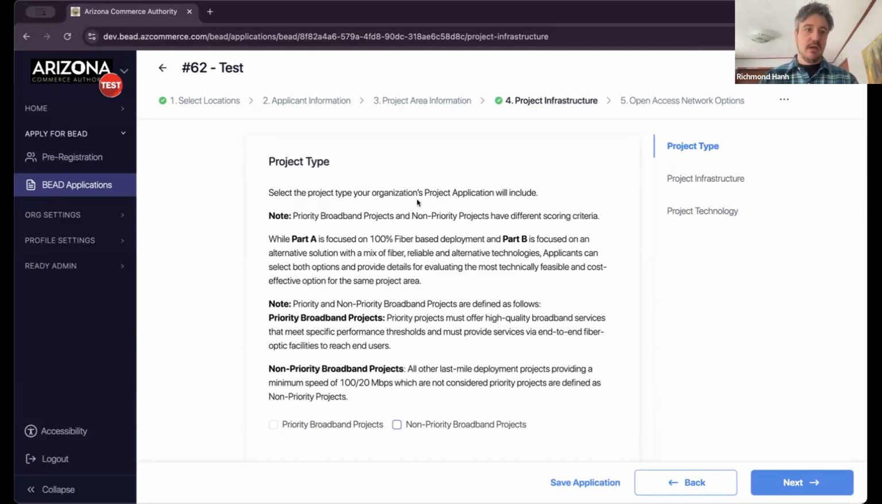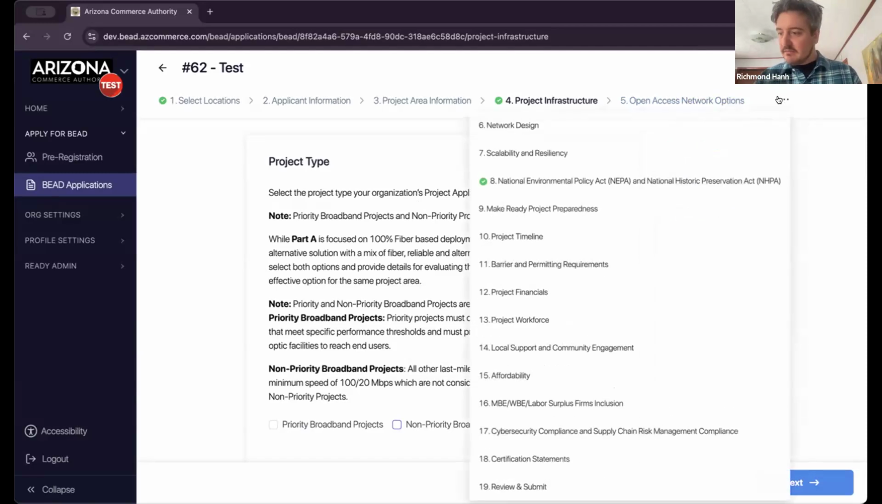We'll work with you by email. We're happy to set up a call if that's what's necessary, anything to help you with these technical issues. And then if you have any issues on the policy or any policy questions, those would be best directed towards ACA and their contact email.